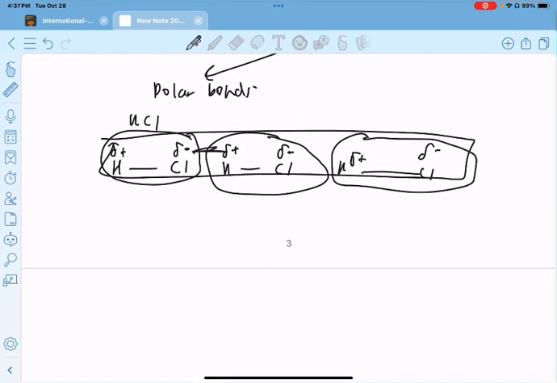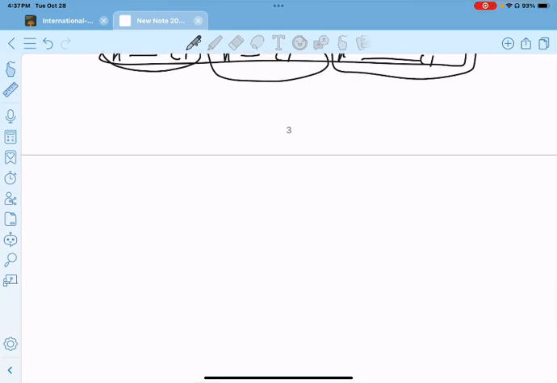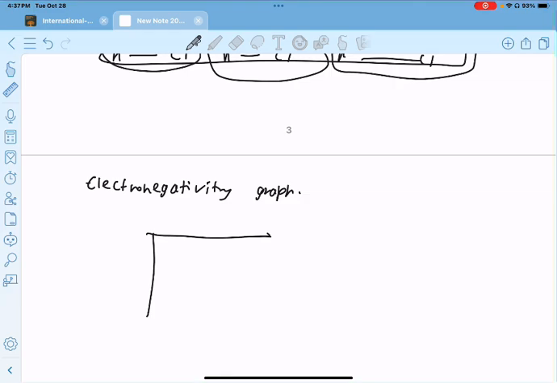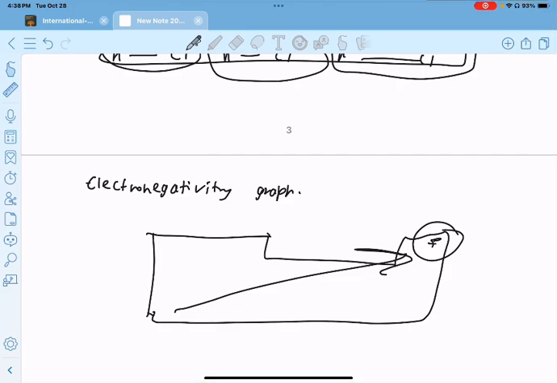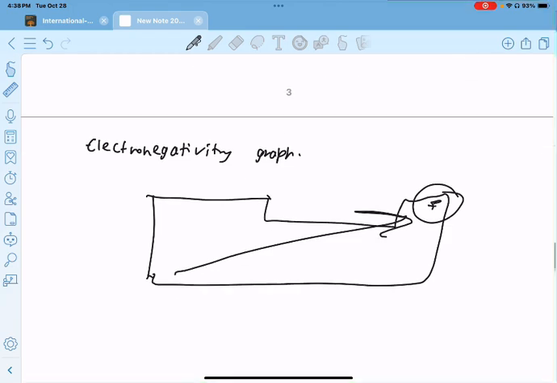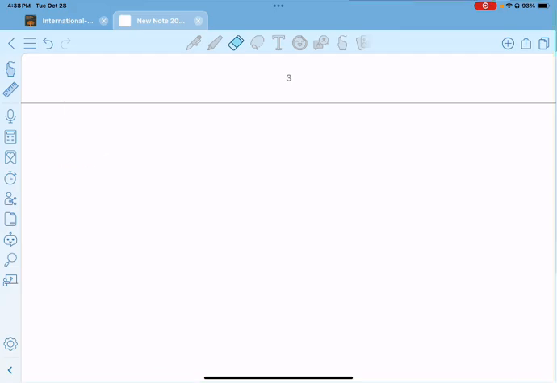Polar bonds work on difference of electronegativity. There is something that I want you guys to search up if you're studying this: an electronegativity graph. You will get a graph of the periodic table, with an arrow like this, and here you'll find fluorine. Fluorine is the most electronegative element in the periodic table. Just do your research on that and you'll see how effective it is reading all of that stuff.